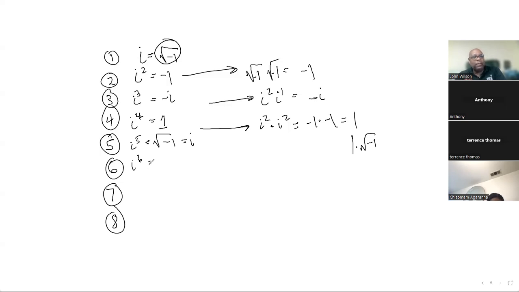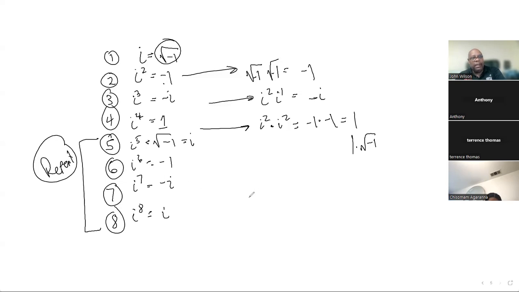i to the 6th we can predict is -1. I'm not going to bother to figure it out. i to the 7th power is minus i. And i to the 8th power is 1. So you can see that they repeat, which means you can predict things like, what is i to the 240th power?